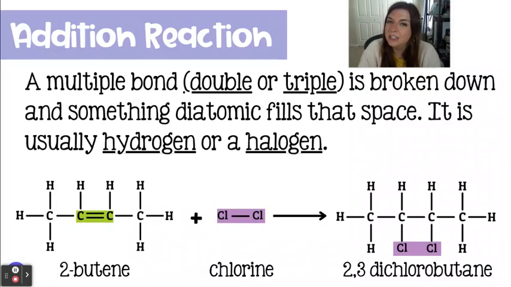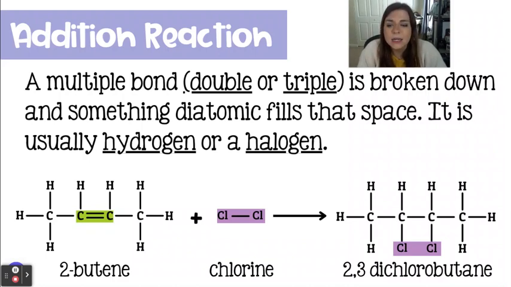Next up is the addition reaction. And in this case, you'll have a multiple bond that is broken down into something a little bit more simple. So in this case, we have a 2-butene. So we have a 4-carbon chain with a double bond between the second and third carbon.